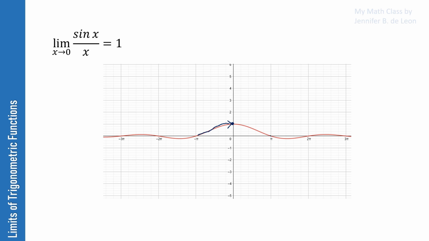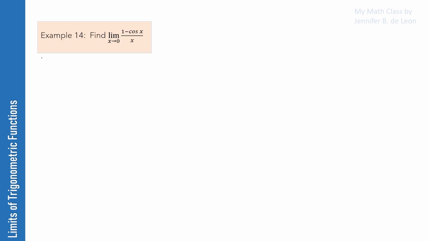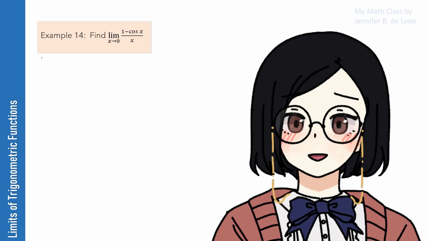On the other side, as x approaches 0 from the right, the function gets closer to 1. Thus confirming our answer a while ago that the limit of sine x over x as x approaches 0 is 1. What about we evaluate the limit of 1 minus cosine x over x as x approaches 0?